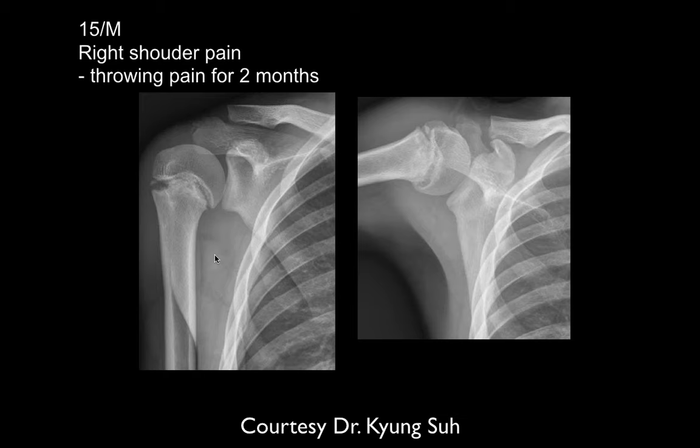We've got a 15-year-old male, again, with right shoulder pain, throwing pain for the past 2 months. We've got two frontal views of the shoulder in natural position and abduction. Again, it looks like along the metaphysis, or actually just the physis, there's a little widening and irregularity, but along the lateral aspect, it's just more lucency of the metaphysis.